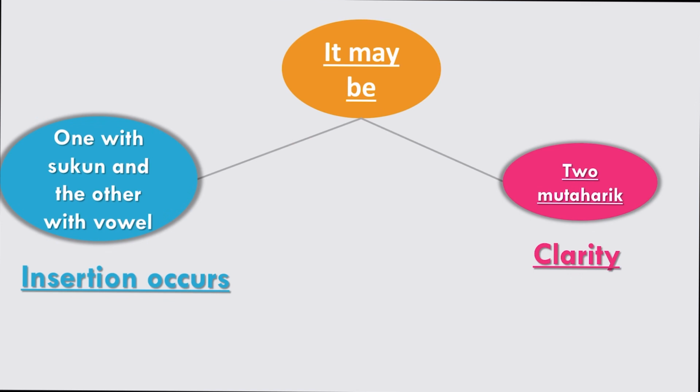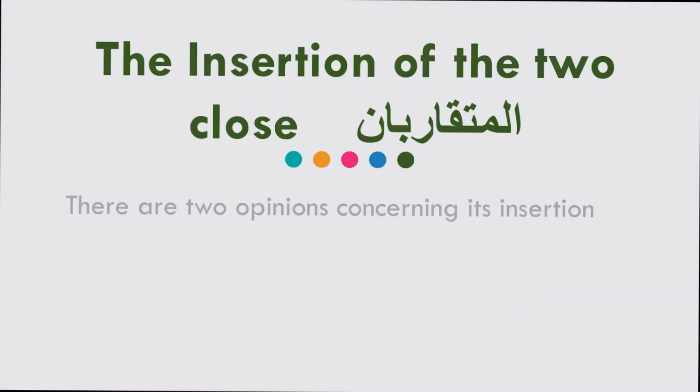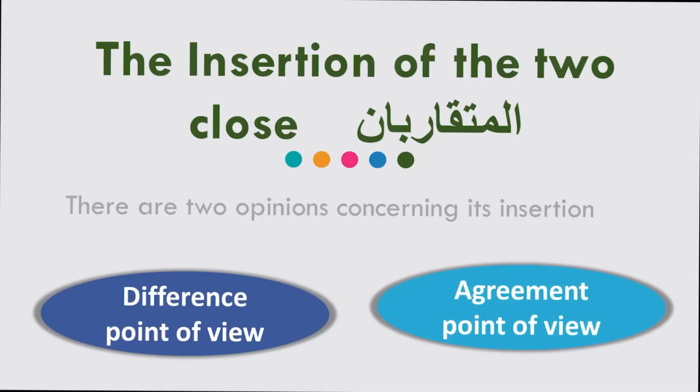Okay, when meeting the two letters, maybe the two letters are voweled, which is the first letter has a haraka and the second one has a haraka. In this case it will be clarity. And if of the two letters, one of them is sukoon followed by the other one which is vowel, in this case insertion occurs. So let's understand now the insertion in the two close. We have some details on this part.